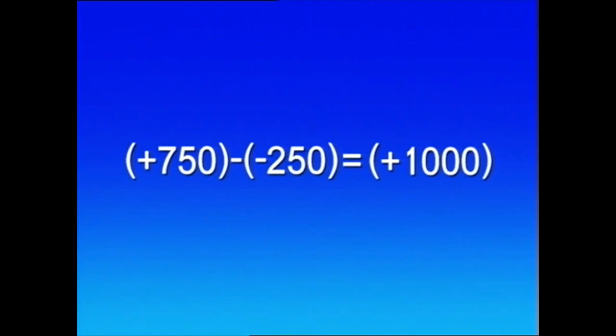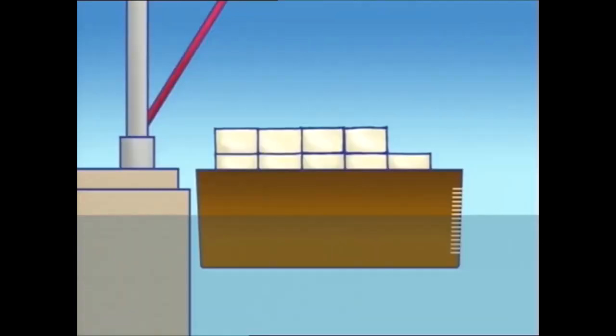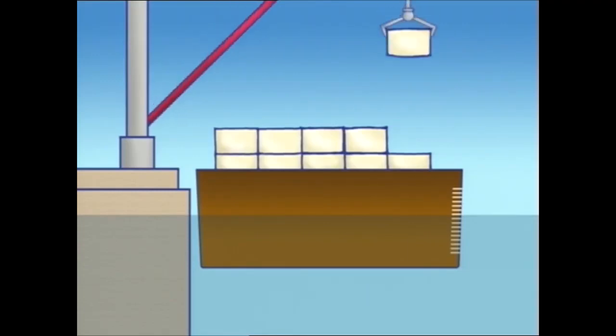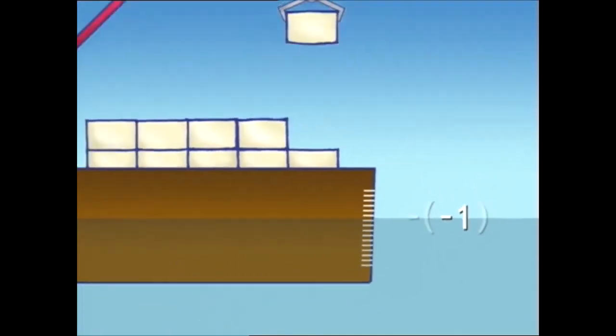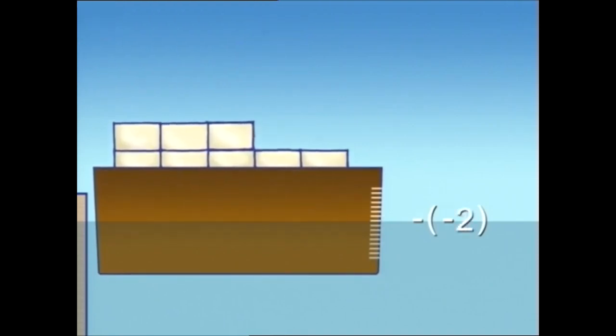Let's look at another example. In this picture, a ship is carrying bags of rice. The weight of each bag of rice lowers the level of the ship by 1 mark. That means adding 1 bag of rice is adding negative 1 mark to the level. Now if we take away 3 bags of rice, that is to subtract negative 3. The level, instead of being lowered, is raised by 3 marks. Notice that to subtract negative 3 is actually to add positive 3.